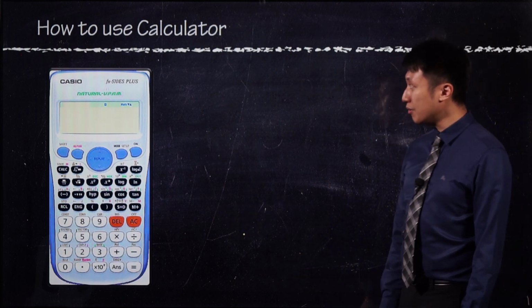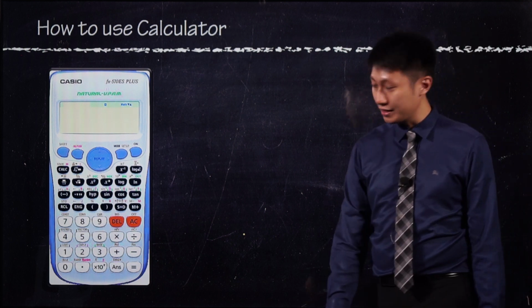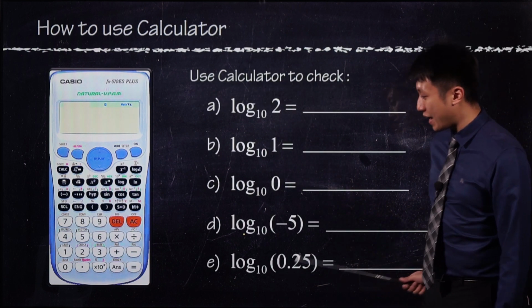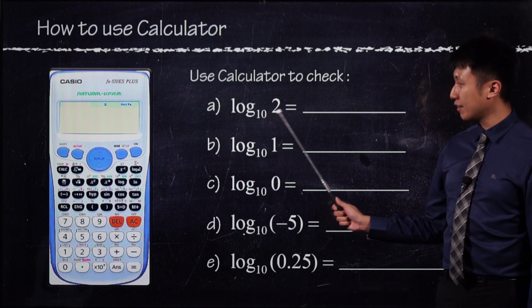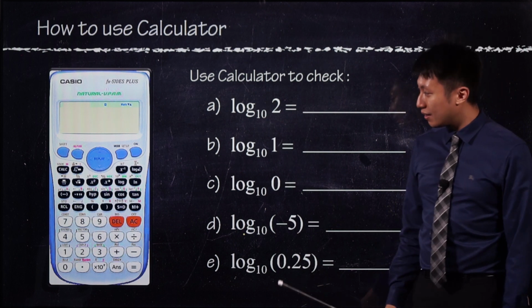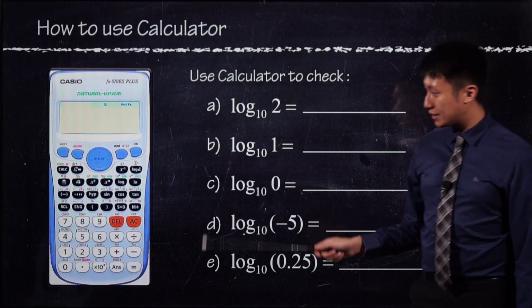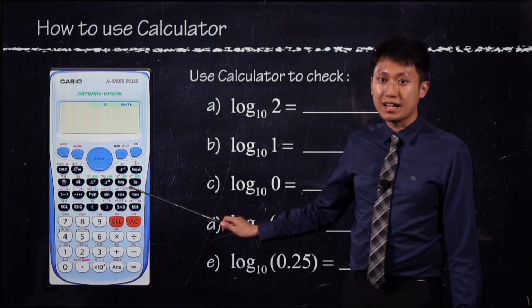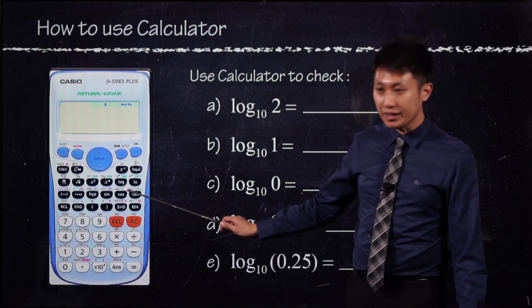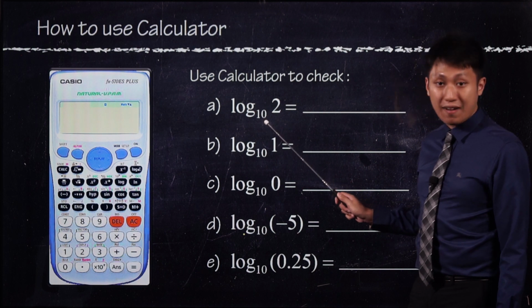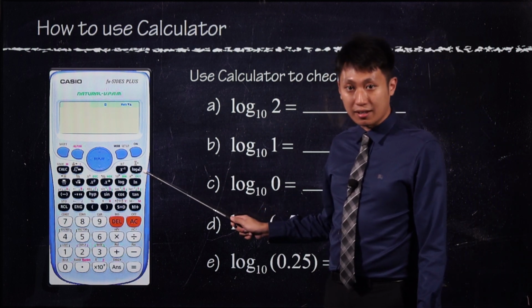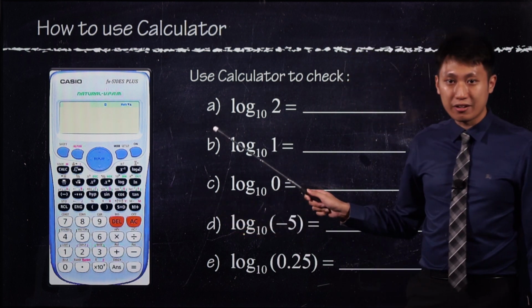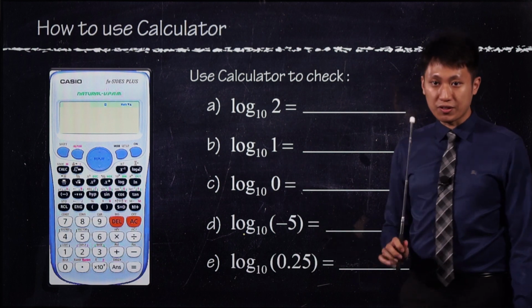So now we're going to see how we are going to use the calculator here. Okay, next, use calculator to check these values. Okay, log 10 2. How do you press this log 10? It's just here, this button log. It doesn't say 10, but 10 is by default. If you want to click log to the base of 5, then you will need to use this button. So log, you have to insert the 5 there, then key in the number that you want to key in.